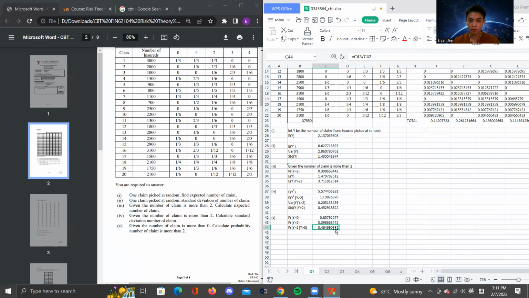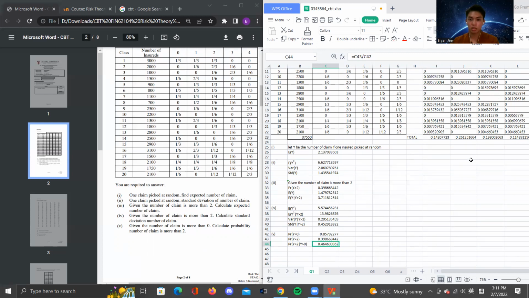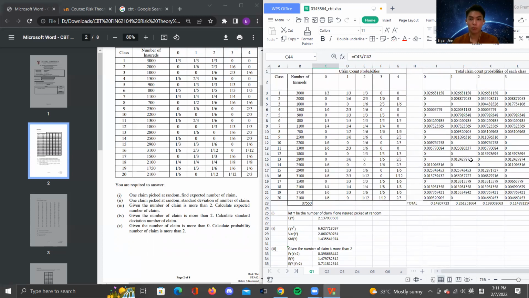Okay, so you can see here, which is 0.3986 divided by 0.8579, and then we will get the answer, which is 0.46469. Okay, so these are the solutions for question 1.